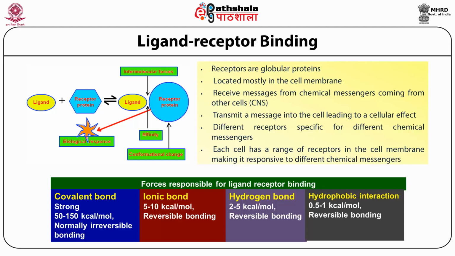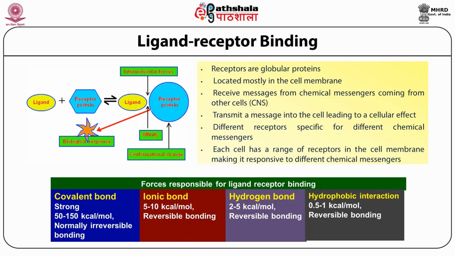The technique used to estimate ligand receptor binding is based on the biological response observed by the binding of the ligand to the receptor. The receptors are sometimes globular proteins located mostly in the cell membrane, and they receive messages from chemical messengers coming from other cells. It transmits a message into the cell leading to the cellular effect, and different receptors are specific for different chemical messengers. Each cell has a wide range of receptors in the cell membrane, making it responsive to different chemical messengers.